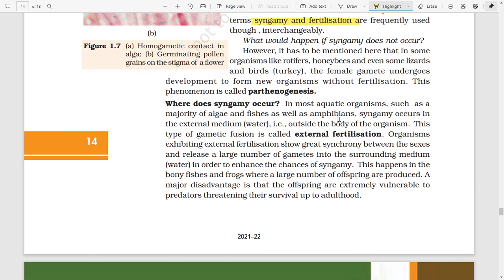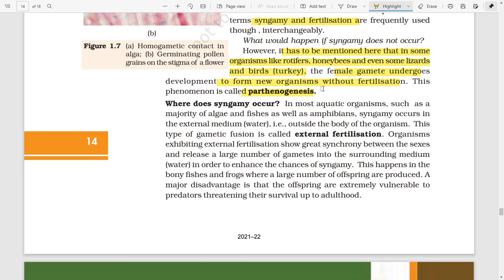However, it has to be mentioned here that in some organisms like rotifers, honeybees, and even some lizards and birds, such as turkey, the female gamete undergoes development to form a new organism without fertilization. This is also known as parthenogenesis.